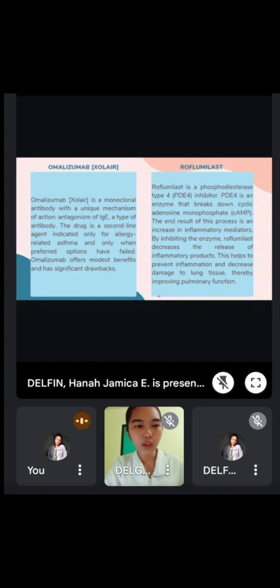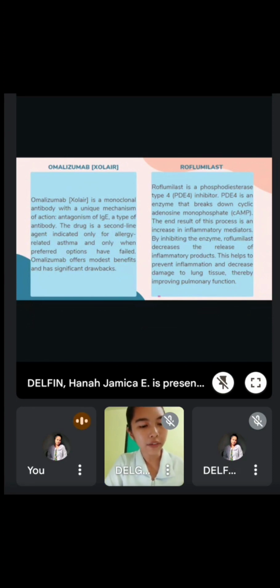Omalizumab, or Xolair, is a monoclonal antibody with a unique mechanism of action: antagonism of IgE, a type of antibody. The drug is a second-line agent indicated only for allergy-related asthma and only when preferred options have failed. Omalizumab offers modest benefits and has significant drawbacks.